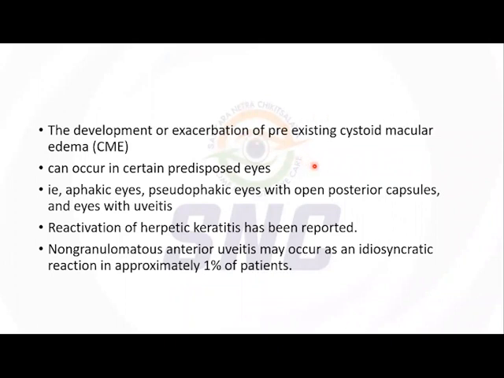That's in aphakic eyes, pseudophakic eyes with an open posterior capsule, and eyes with uveitis. Reactivation of herpetic keratitis has also been reported. Non-granulomatous anterior uveitis may occur as an idiosyncratic reaction in approximately 1% of patients.